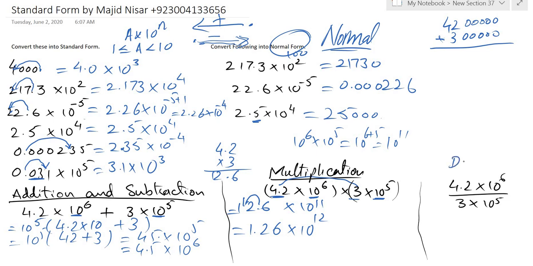In case of division, what will happen? First of all, we have to divide 4.2 by 3, number by number, same as the multiplication method. So 3 times 1 is 3, 1 carry, 12, 3 times 4 is 12, so it will give us 1.4. Now 10 raised to power 6, 10 raised to power 5, same base, the power will subtract. 1.4 into 10 raised to power 6 minus 5, so it will give us 1.4 into 10 raised to power 1. So this is the answer.